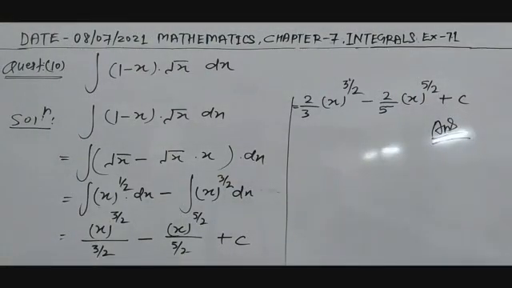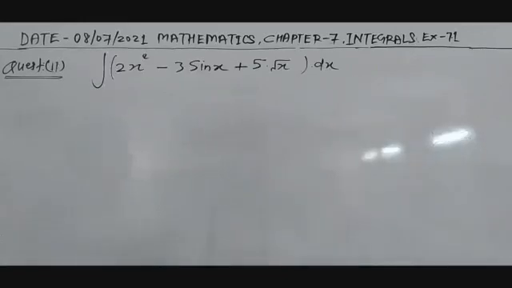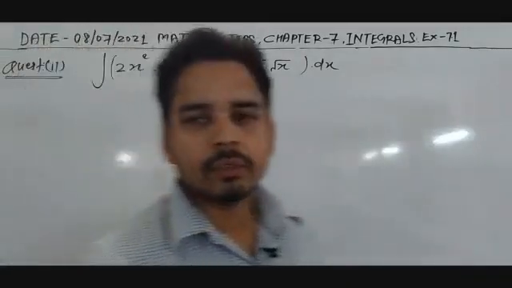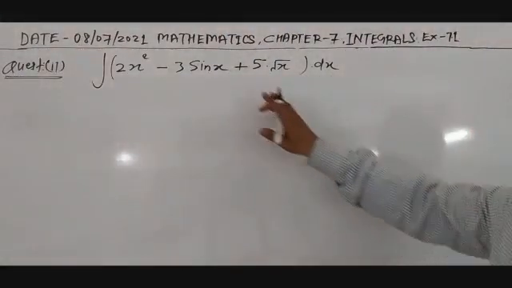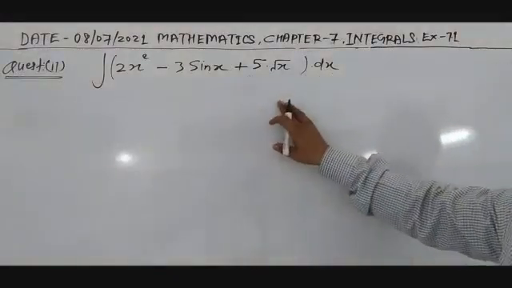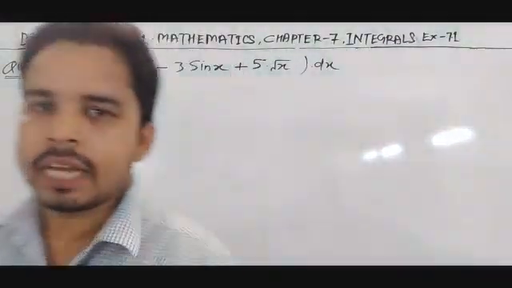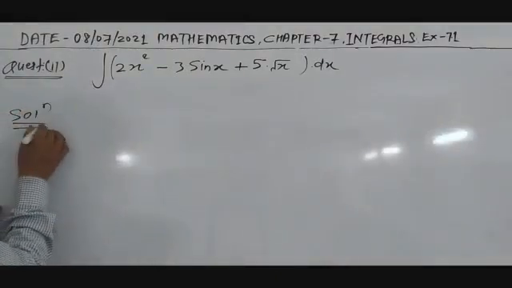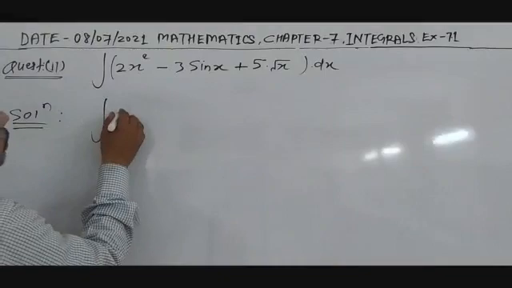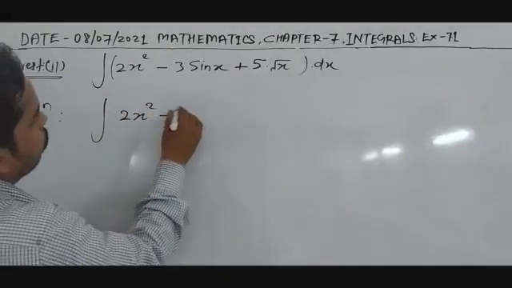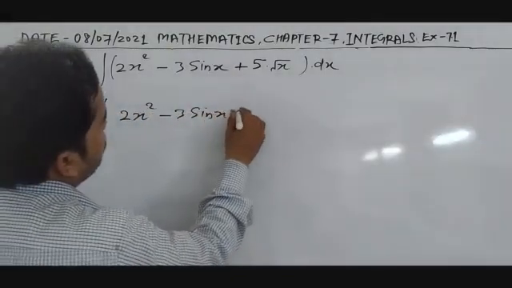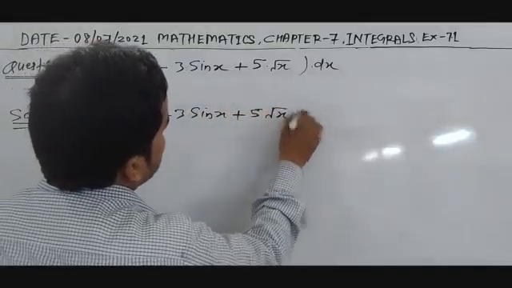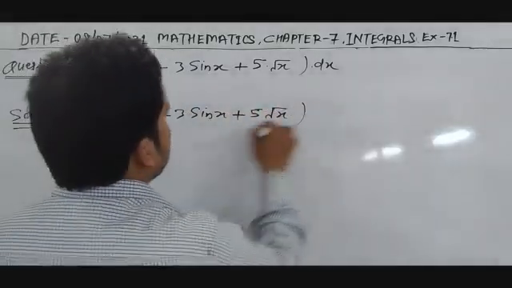Now come to question number 11. Question number 11 is integrate the function 2x square minus 3 sin x plus 5 root x. So now solution is integration over 2x square minus 3 times sin x plus 5 times root x whole dx.